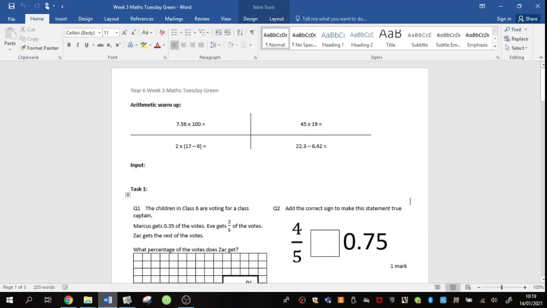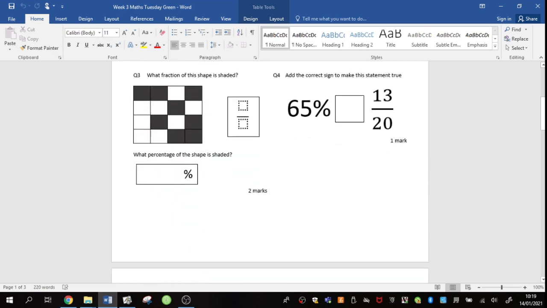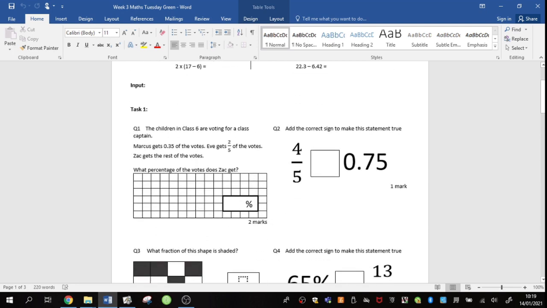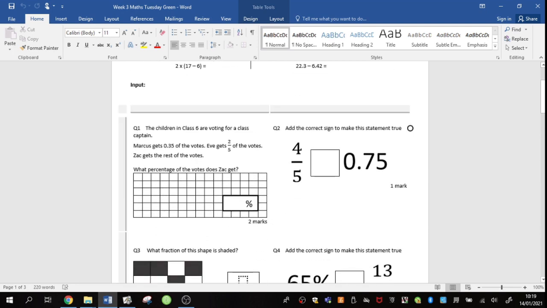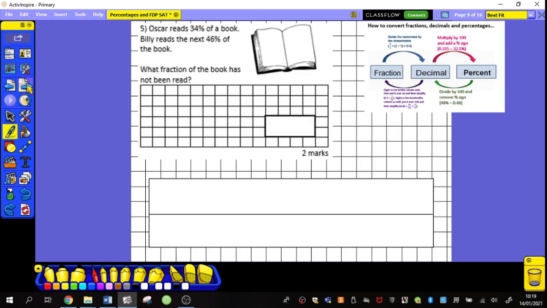So today I'm going to start by talking about the tasks. In task 1 there are a range of question types. Now I'm not going to go through all of them, but I'm going to look at the first one with you. The rest are fairly self-explanatory. So this is an example of the first type of question you're going to see.